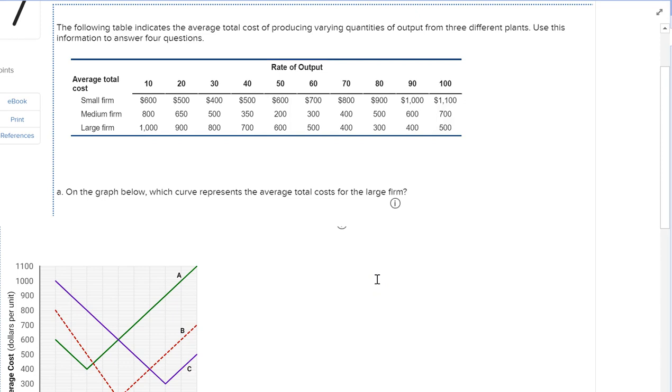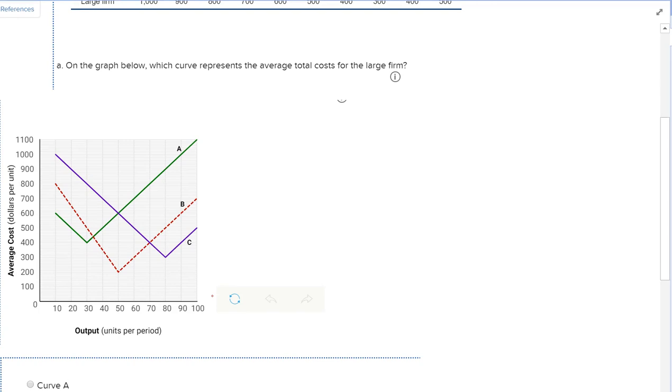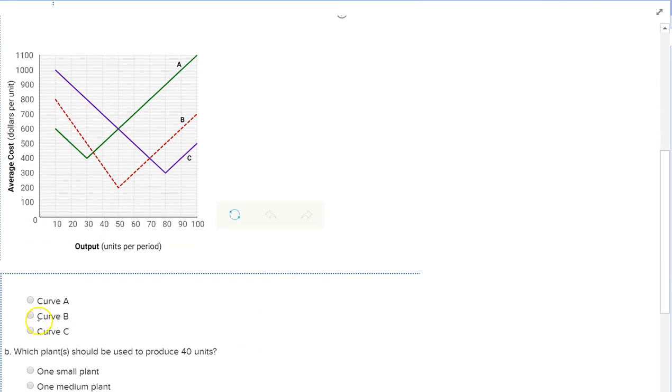So for A, they say which curve in the graph below represents the average total cost for the large firm. Well, you can go to the different curves and you can see what the large firm is. So the large firm has at 10 units, 1,000. You can just see where they are, and it's pretty obvious that it's curve C. Large firm is 1,000, then at 20 units, 900, and you can logic that one out pretty easily. So the large firm average total costs is going to be curve C.